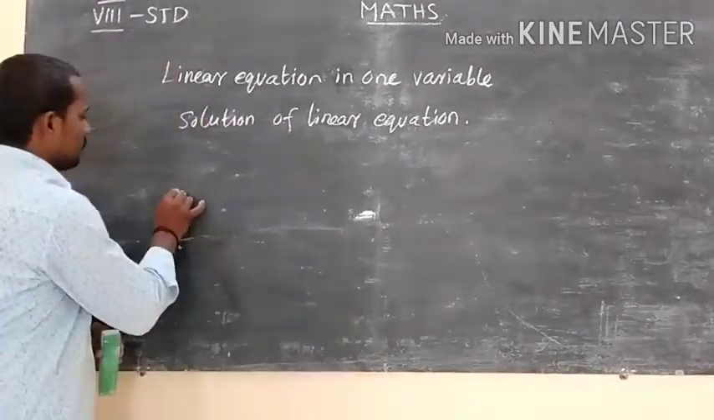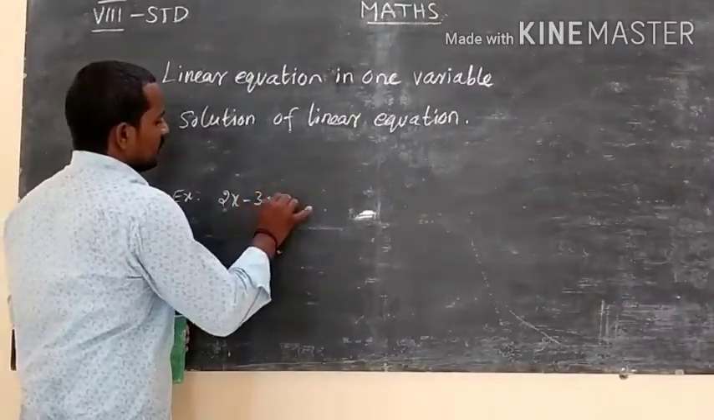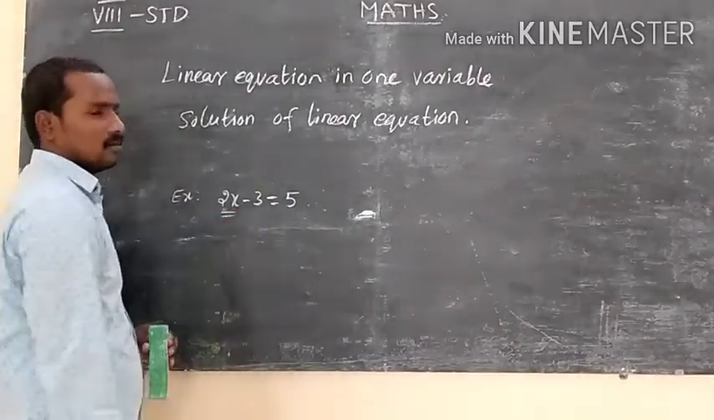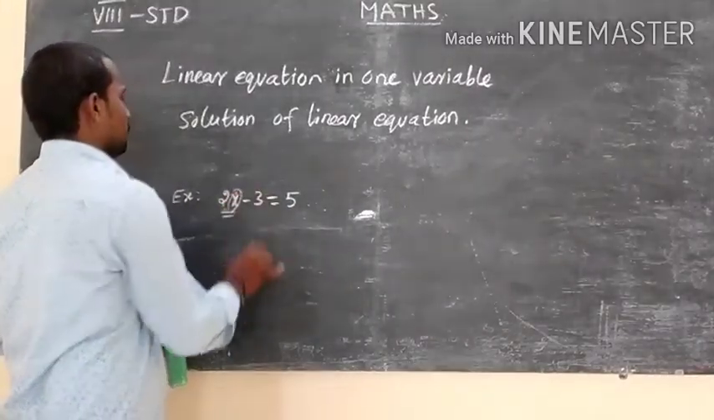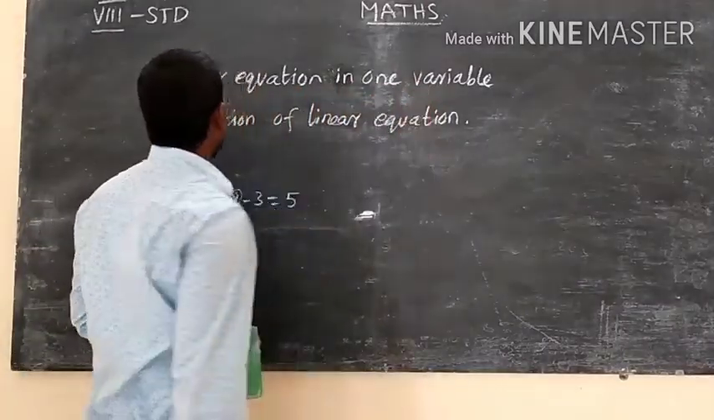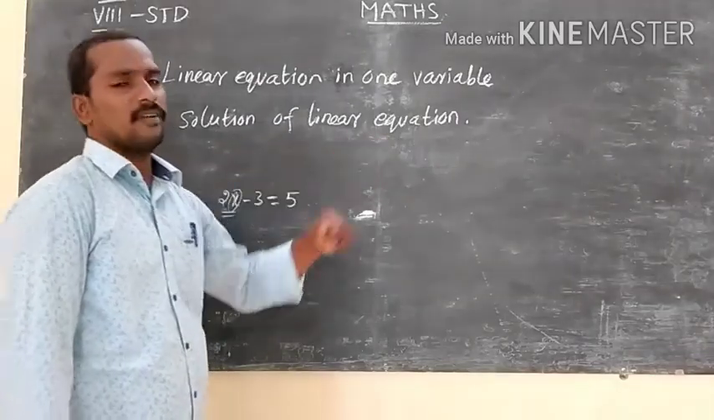For example, 2x minus 3 equals 5. This has only one variable, x. This is a linear equation in one variable. Now we are going to see about the solution of a linear equation.